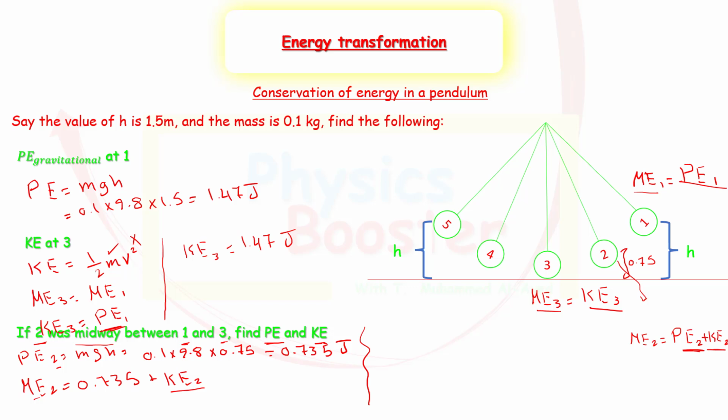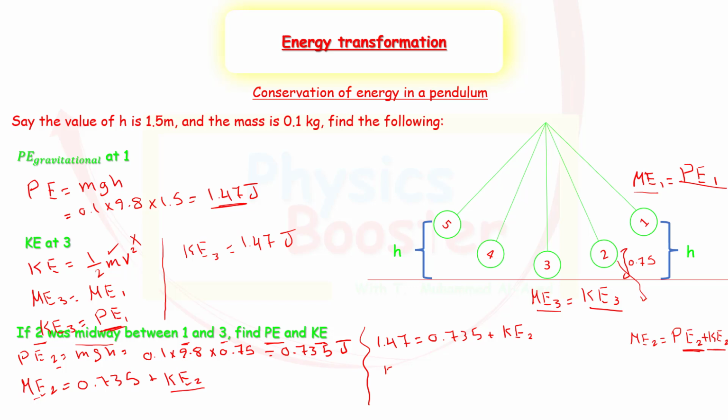But I know that the mechanical energy is conserved. This means that the mechanical energy at 1 and 2 and 3 and 4 and 5 and etc. will always be the same. So I can replace the mechanical energy at 2 here with the mechanical energy at 1. And we already found that the mechanical energy at 1 is equal to this potential energy, which is equal to 1.47. So I can say that the mechanical energy at 2 is equal to 1.47. This is equal to 0.735 plus the kinetic energy at location 2.